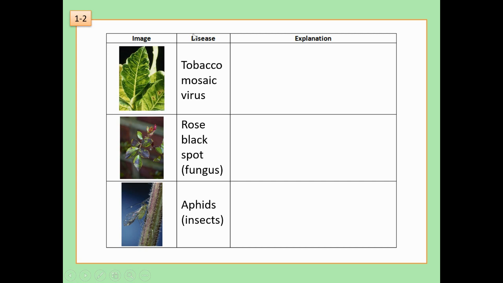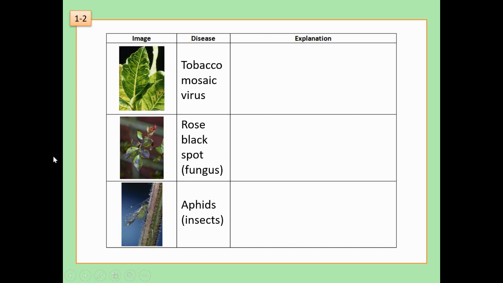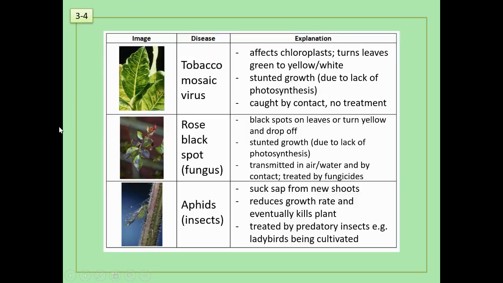Okay, so the 3 diseases that we looked at before are tobacco mosaic virus, or TMV, rose black spot fungus, and aphids. More could be mealybugs, rice blast fungus, or ash dieback. These were the 3 that we looked at in detail, and those were the ones I was looking for, really. The explain section was, can you explain how they cause disease?